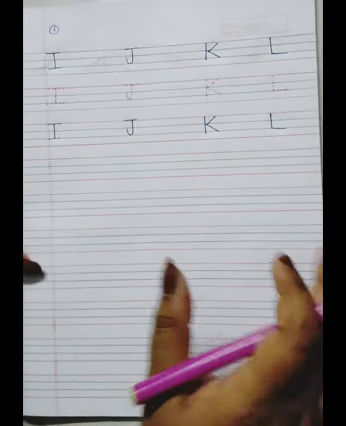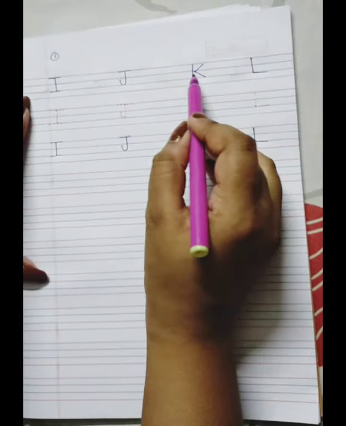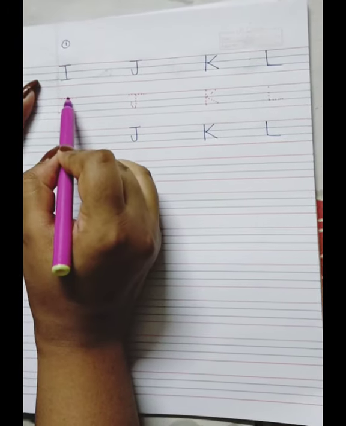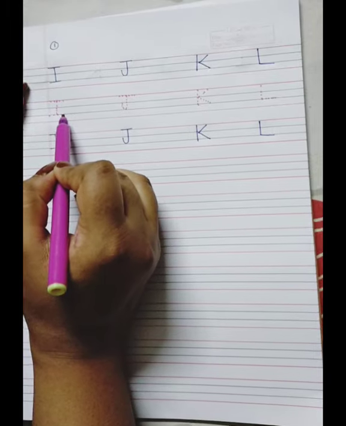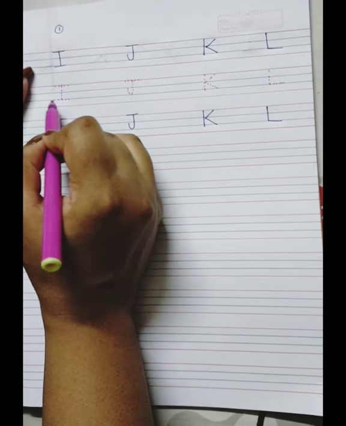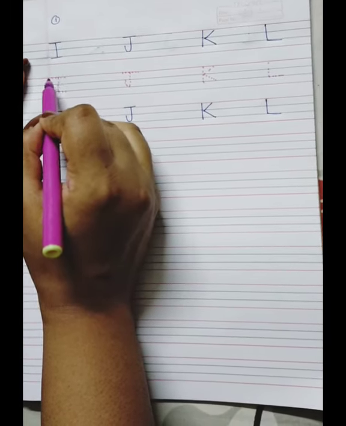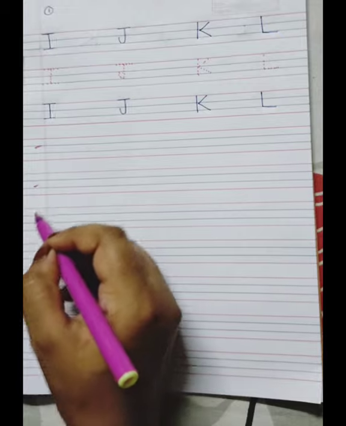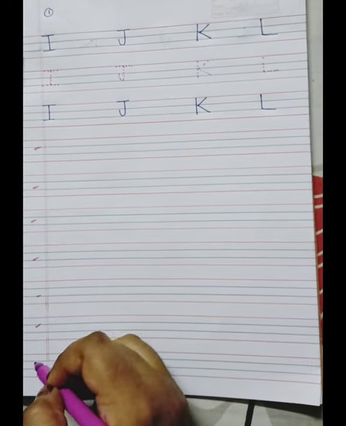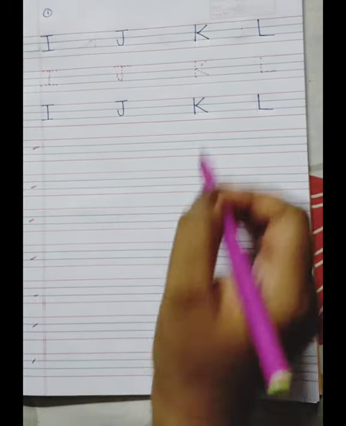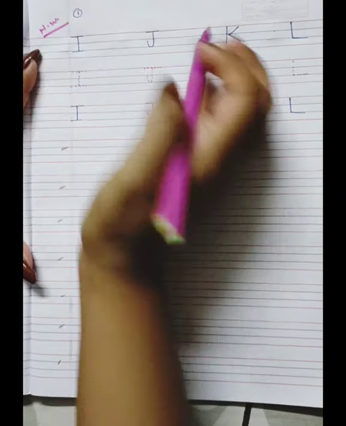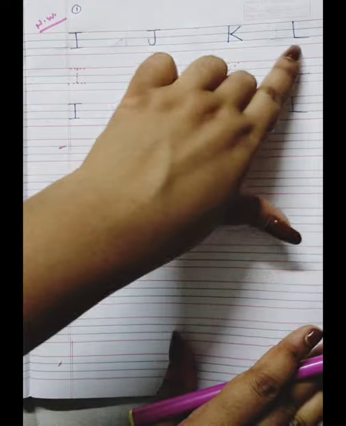Again, same thing for I, J, K, L. First line, the parents will write for them and then make the dotted lines so that your kids can trace it freehand. I, J, K, L. And on the entire page, they have to fill up. This is also homework. See, I, J, K, L.